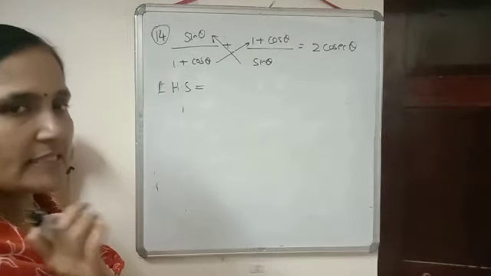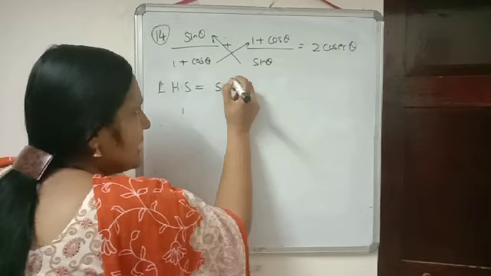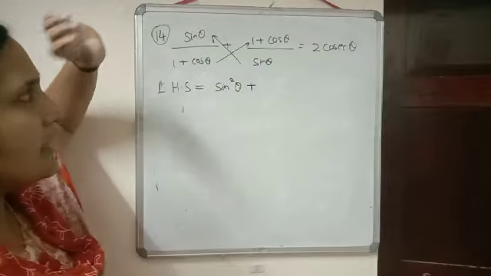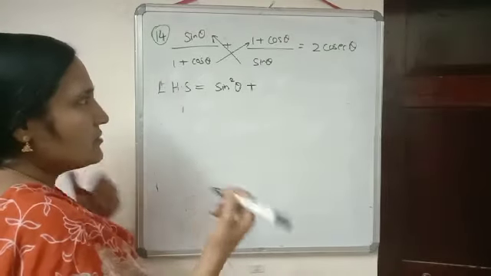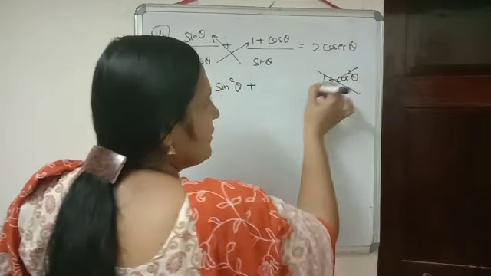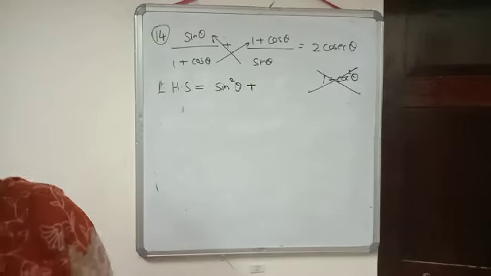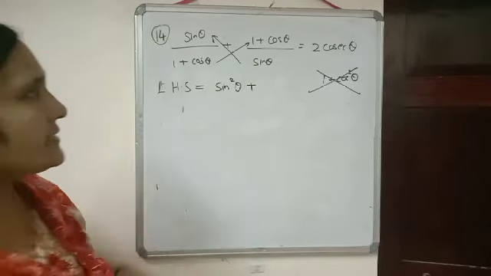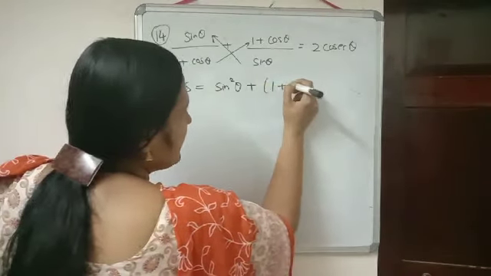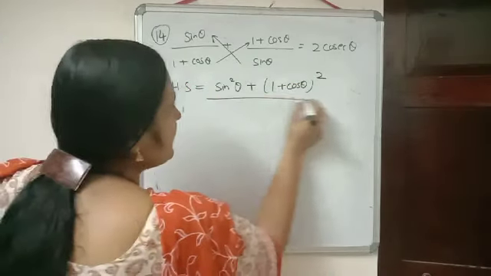Normally, what mistake do students make? Sin theta into sin theta, they will write sin square theta. After that, what will come? 1 plus cos theta, they have to multiply by 1 plus cos theta. So in a hurry they will write this as 1 plus cos square theta, which is wrong. Why is it wrong? Can you tell me? Yes, because 1 plus cos theta multiplied by 1 plus cos theta means 1 plus cos theta the whole square.